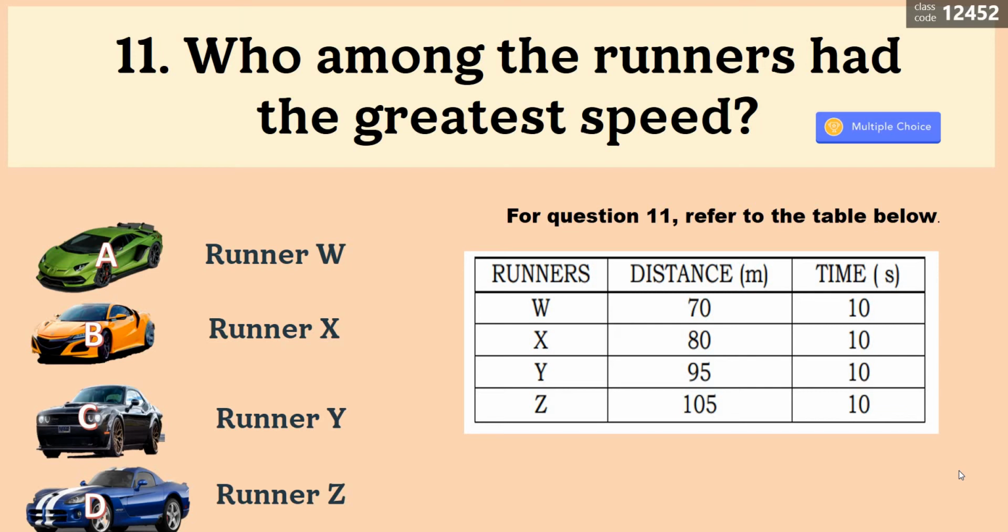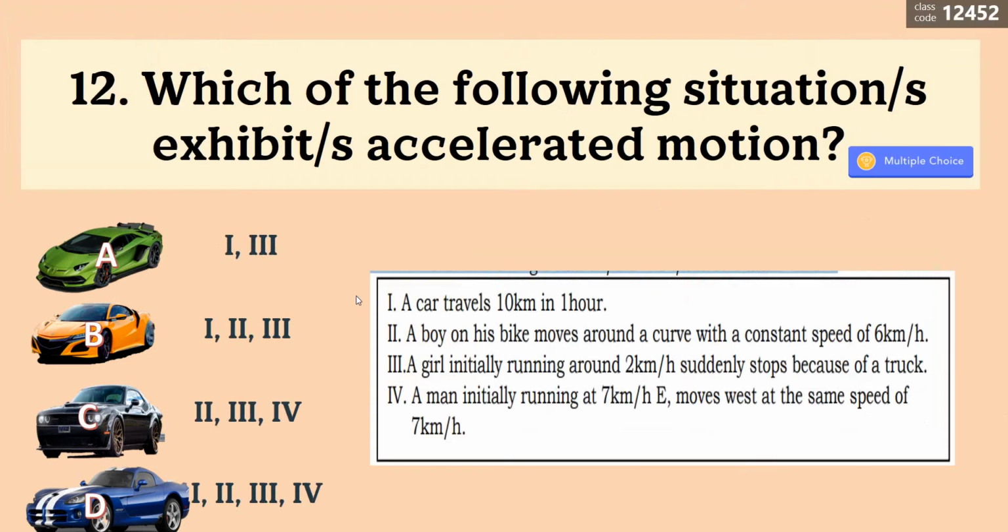Is it A, runner W, B, runner X, C, runner Y, or D, runner Z? The correct answer is letter D. It is runner Z. Okay? Number 12 question. Which of the following situation or situations exhibits accelerated motion?